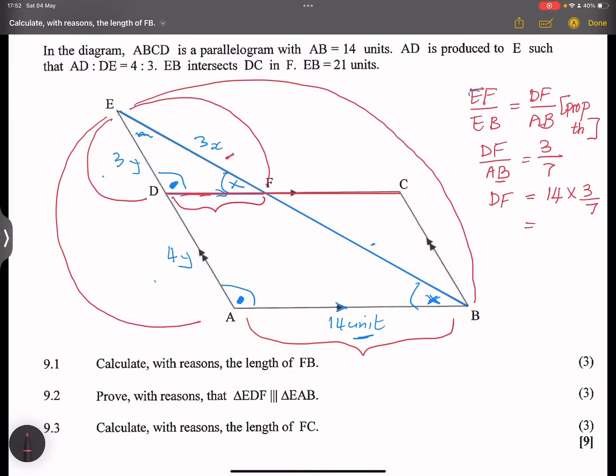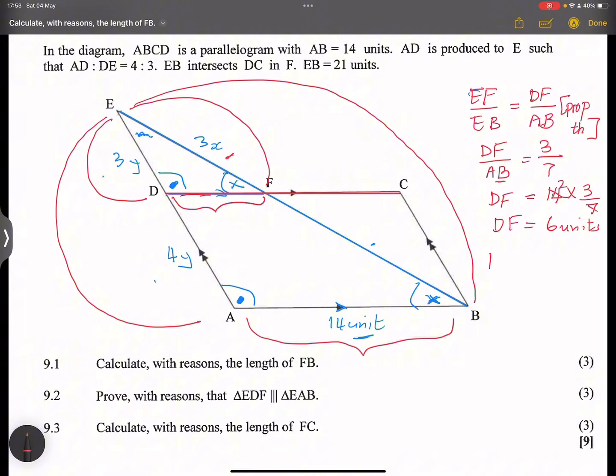Okay, so 14 divided by 7 gives me 2. 2 times 3 gives me 6. So this would be 6 units, right? That would be the size of DF. However, I am looking for FC, right?